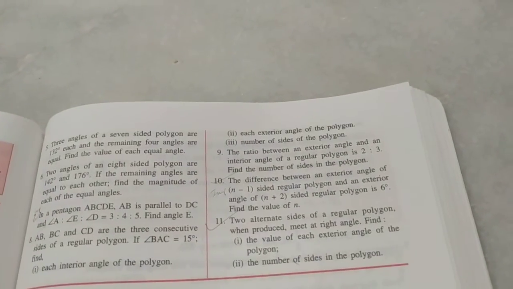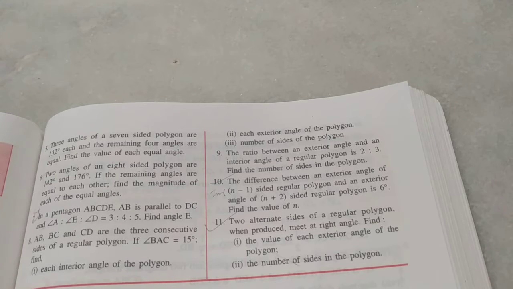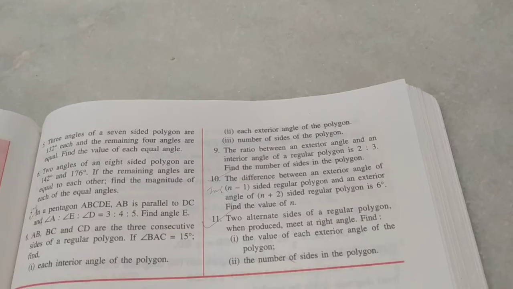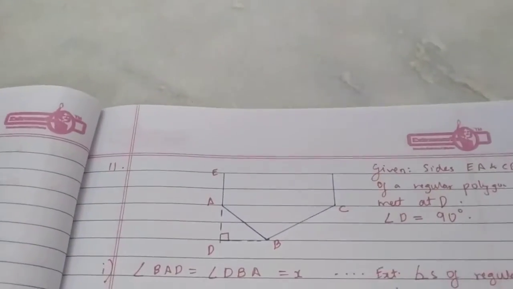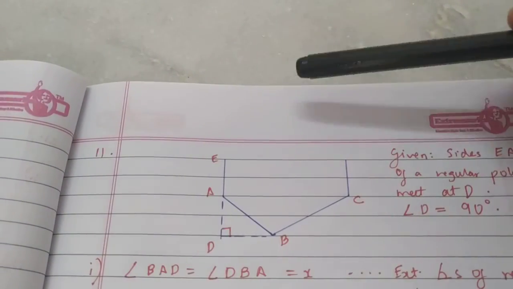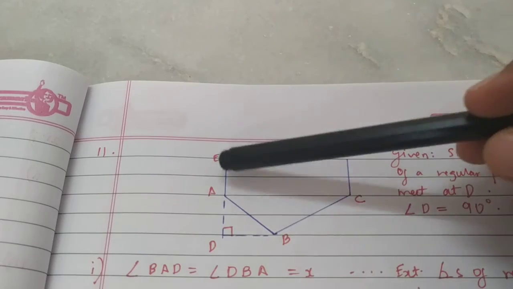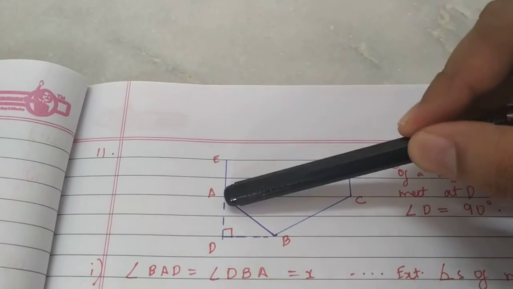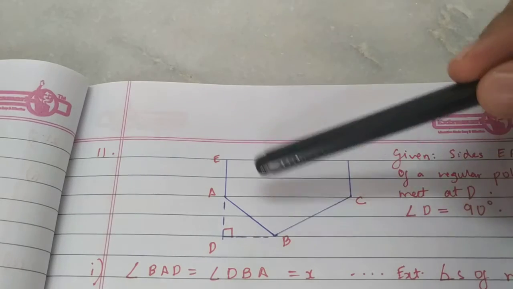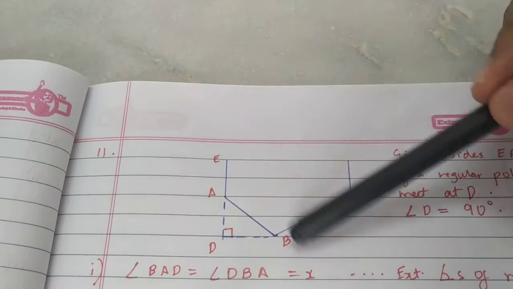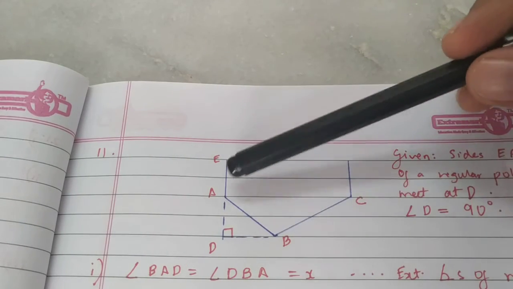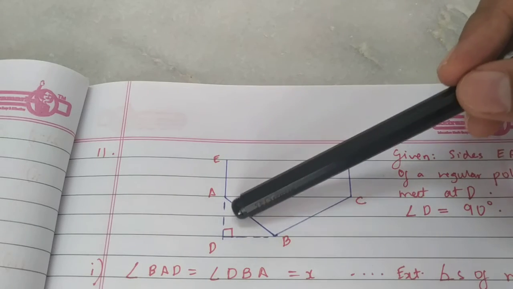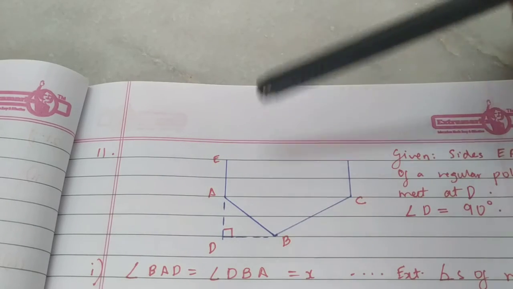And finally, the 11th sum. 2 alternate sides of a regular polygon meet at a right angle. We don't know the number of sides of a polygon, so we can't even complete this figure. It's a regular polygon, means all sides are equal. And we know that alternate sides, that is EA and CB, they are not adjacent sides, they are alternate sides because there is one more side in between. When they are extended, they meet at a right angle, that is mentioned in the question.